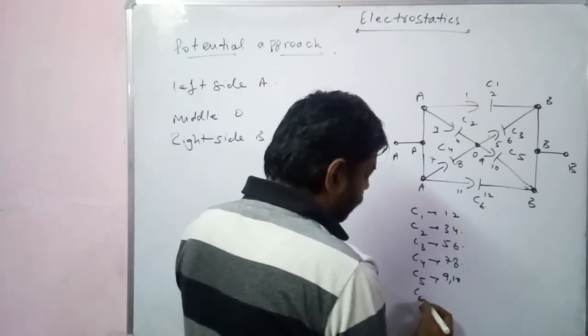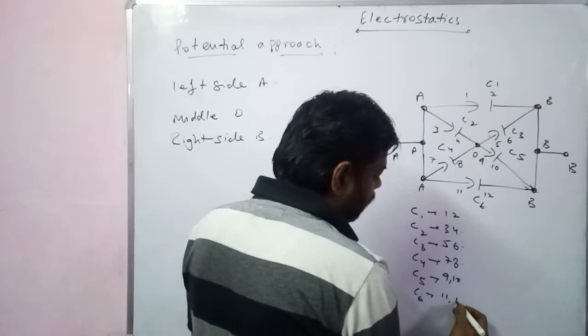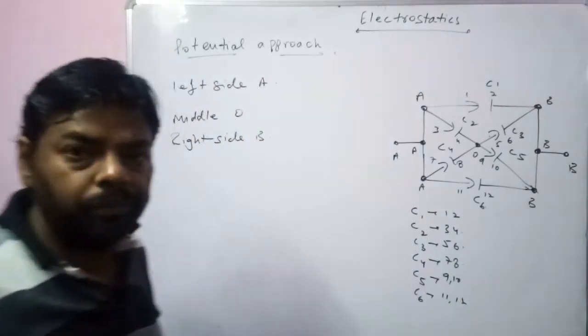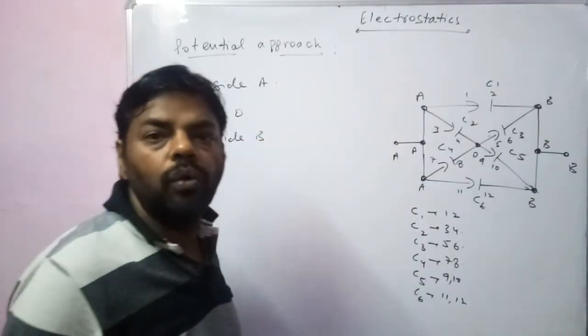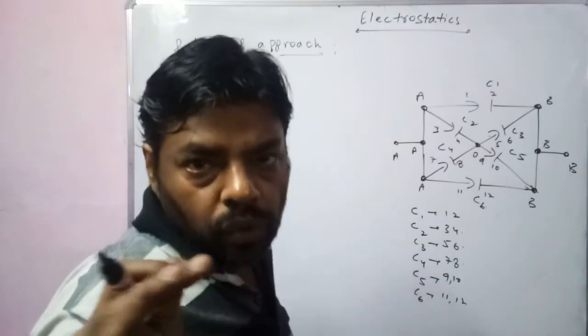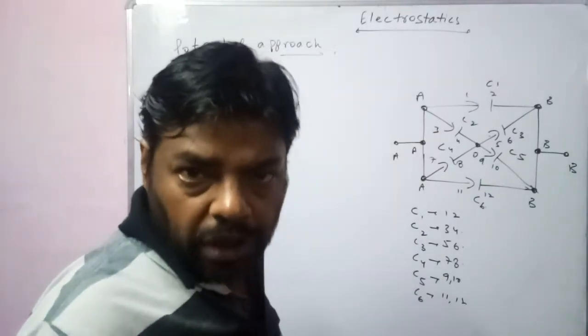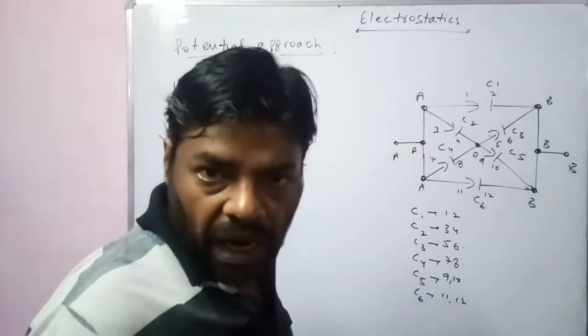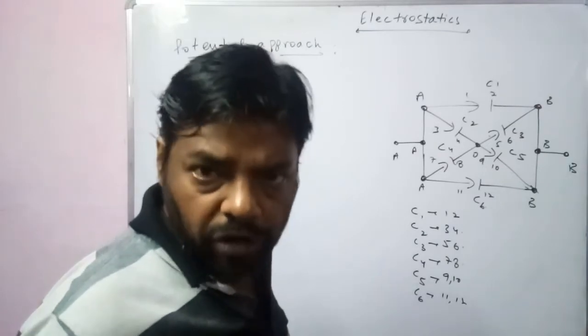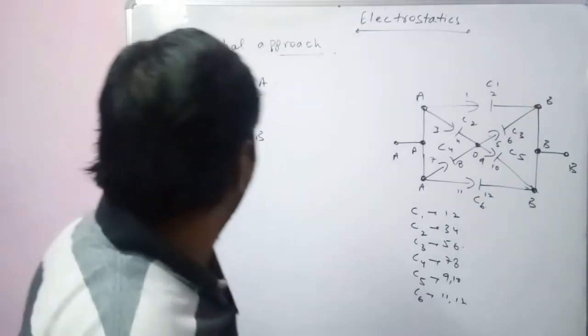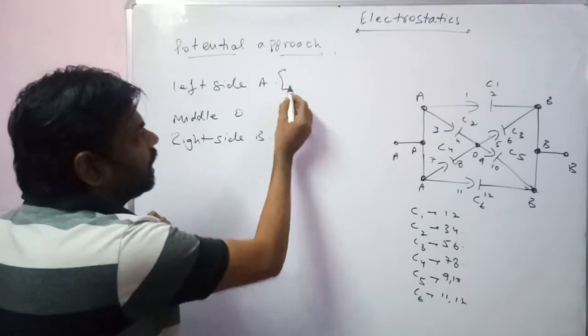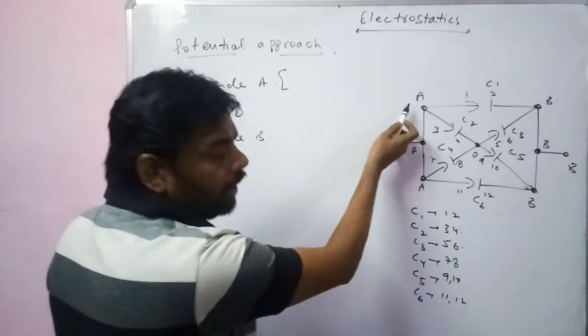And the capacitor C6 is, say, 11 and 12. Clear? Now what do you have to do? We are going to write out the plates of the capacitors which are either connected with A or with B or with O. Okay? Now, the plates which are connected with A, take a look.